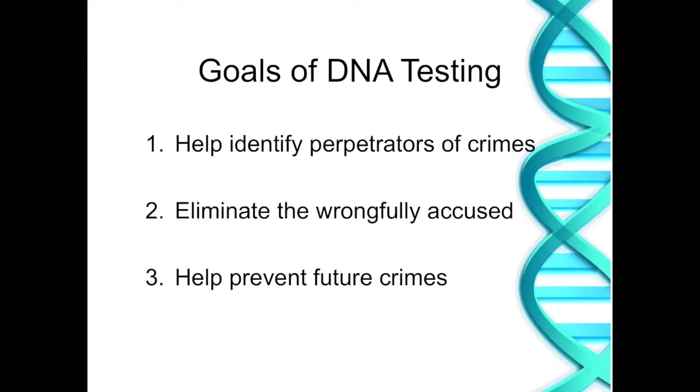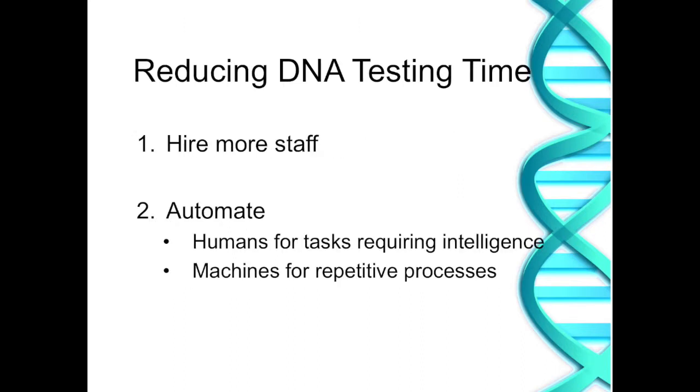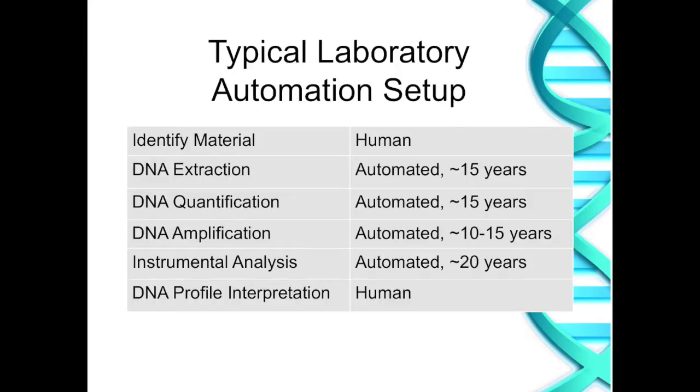Number three, in order to prevent future crimes, we need to identify the current perpetrator as quickly as we can. So if somebody's innocent, obviously you also want to get that person cleared as quickly as possible. So how do we do all of that? Well, historically, there's been two ways that we've done that. Number one is obviously hire more people. And number two is to automate as much as we possibly can, keeping humans restricted to tasks that require intelligence or abstract thought, and having machines for repetitive processes.